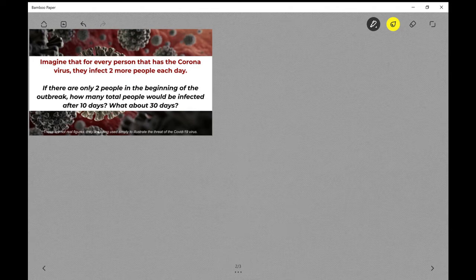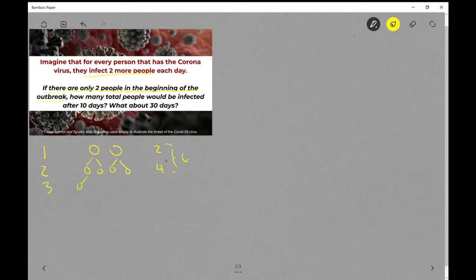We're going to create a little side image here. I'm going to say on day 1, we have 2 people. It says there are only 2 people in the beginning of the outbreak, but for every person that has it, they infect 2 more people. So on the next day, each of these people infects 2 more people. On the first day, there were 2. Now on this day, there's 4 more. So that means a total so far of 6.